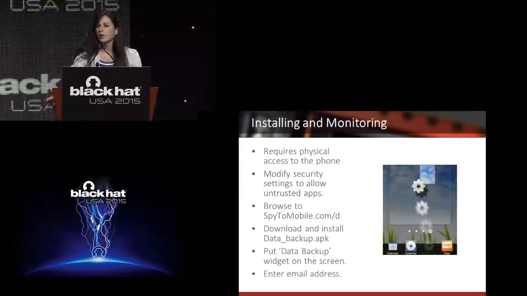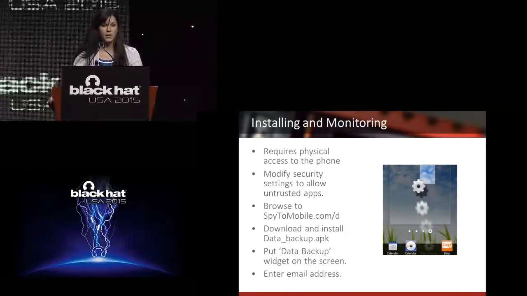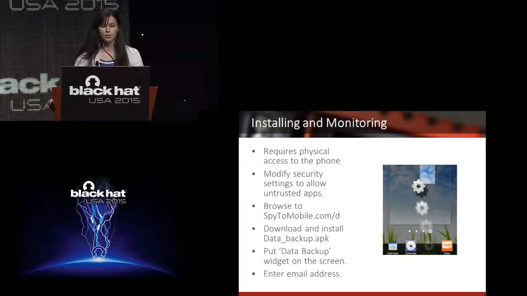So just like with mSpy, installing Spy2Mobile requires physical access to the phone. The attacker has to go in and modify the security settings to allow untrusted applications. From there, they can open up a browser such as Google Chrome and go to the spy2mobile.com website. From there, they can download and install its data_backup.apk.